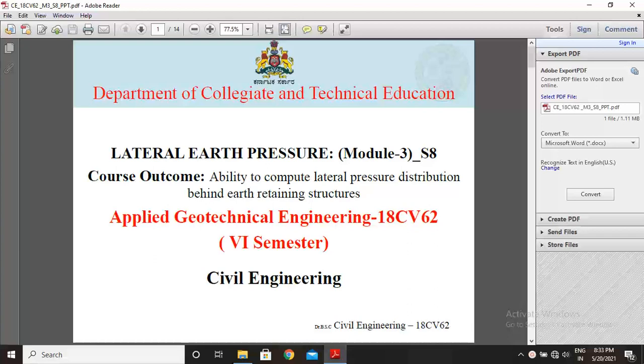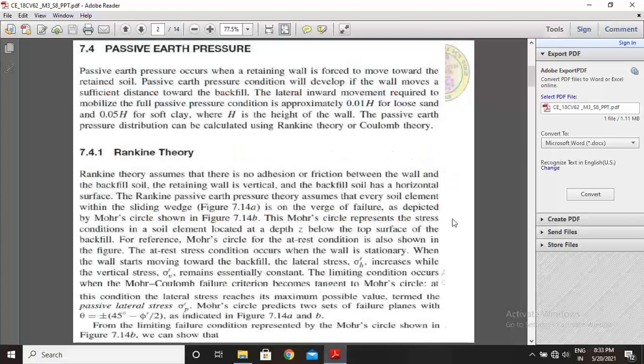The title of the subject is Applied Geotechnical Engineering and the subject code is 18CV62. It comes in the 6th semester of civil engineering. In the last sessions we discussed active earth pressures. Now I want to discuss passive earth pressures.